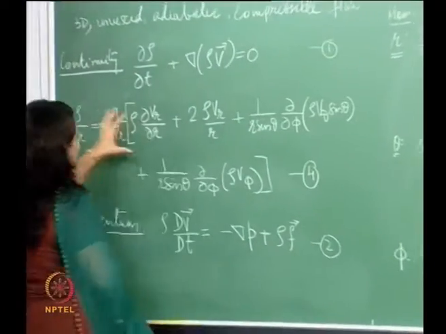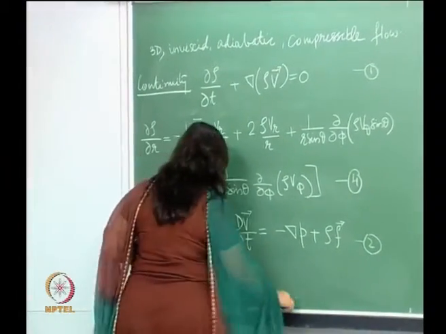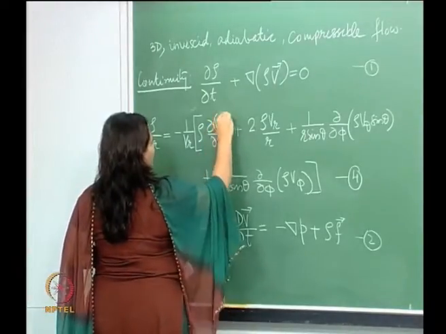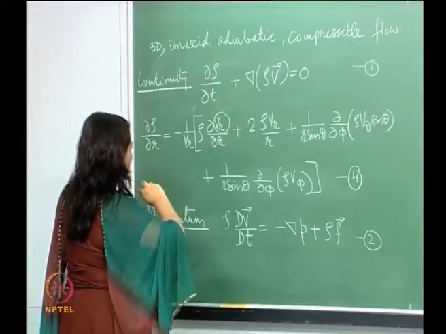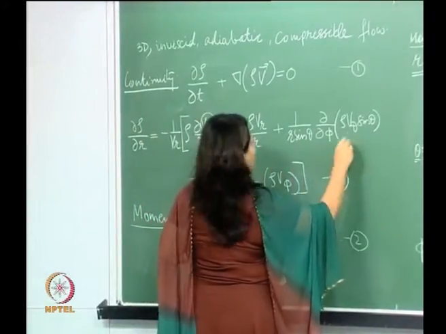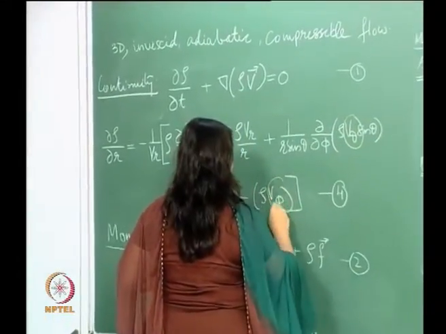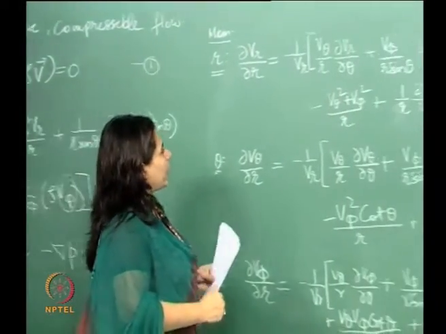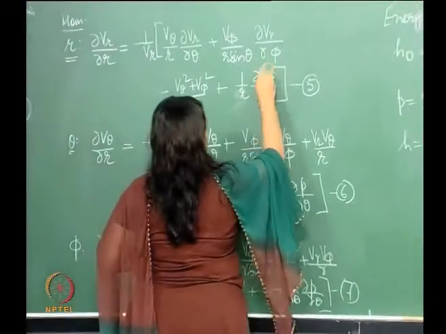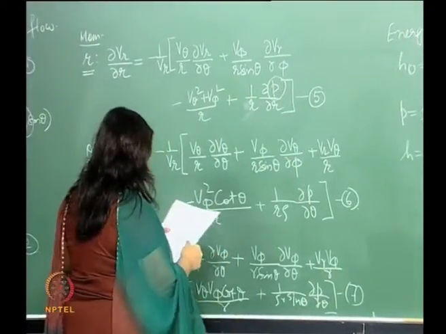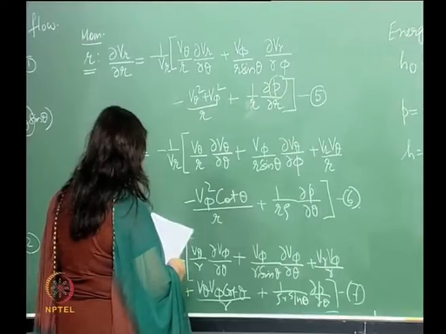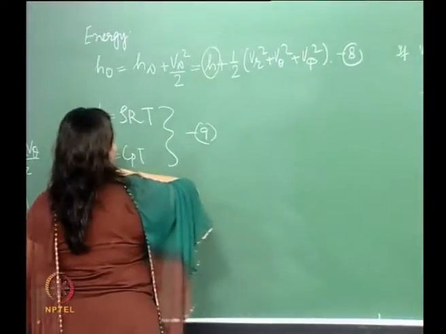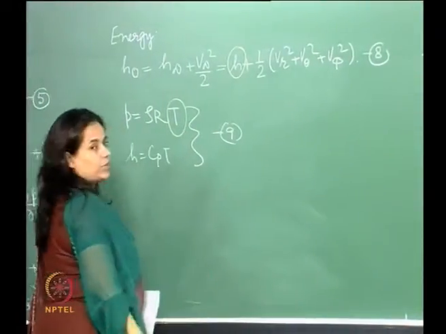Now, if you look at these equations, let us see what are the unknowns that we have in all the equations that we have written. One is V r, then we have V theta and V phi. So, that makes it 3 unknowns. What else do we have? We have the pressure, so that is one, and then again we have the enthalpy and the temperature, isn't it?